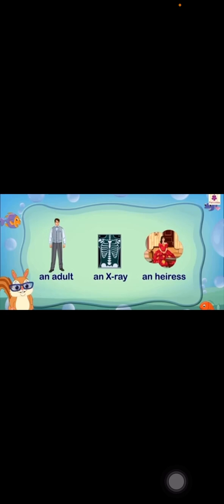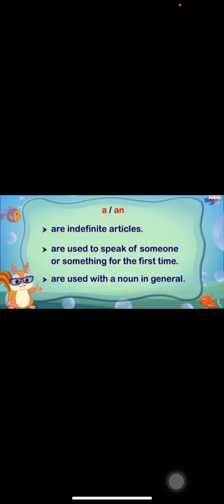Next, an heiress. Here H is mute, that means a silent letter. So an heiress. Another example, an hour, H-O-U-R, hour. Here also H is a silent letter and it gives a vowel sound. So we have to use which article? An article.